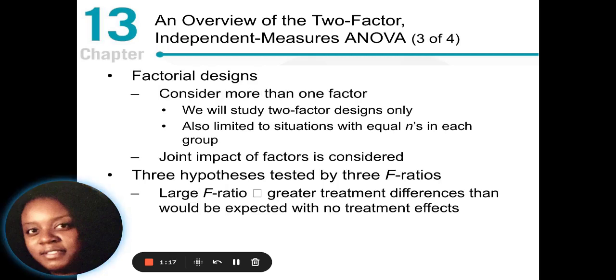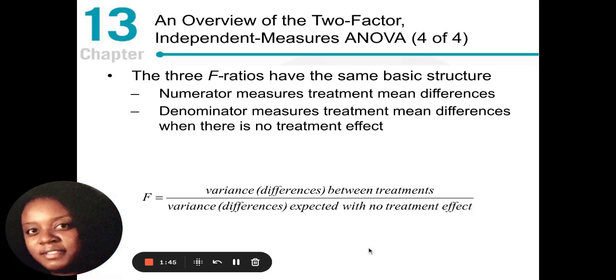We can have a factorial design which considers more than one factor. We will study those two-factor designs only, and we're also limited to situations with equal numbers in each group. You can also have a joint impact of factors, which must be considered with the two-factor independent ANOVA. There are three hypotheses that are tested by three F ratios. The larger F ratio indicates greater treatment differences than would be expected with no treatment effects taking place.